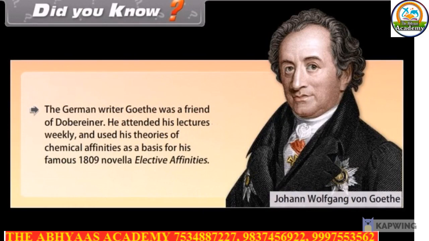Did you know? The German writer Goethe was a friend of Doberenier. He attended his lectures weekly and used his theories of chemical affinities as a basis for his famous 1809 novella, Elective Affinities.